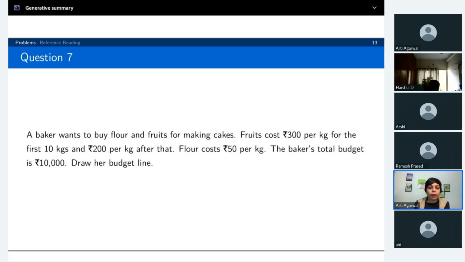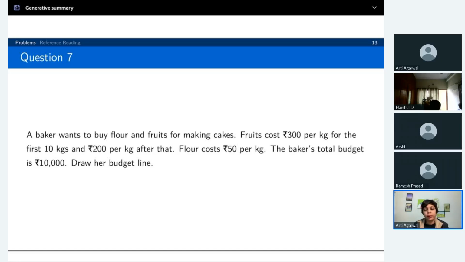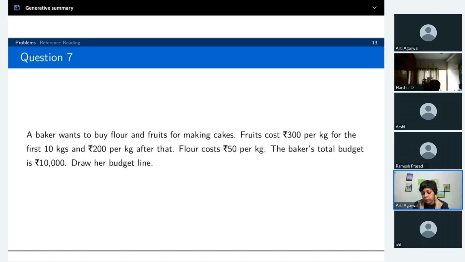Okay, so in this case, we have a baker and she wants to buy flour and fruits. Flour means the thing with which you make the dough. Okay, so that's flour and fruits for making cakes. Now, fruits have a costing structure such that it is 300 per kg for the first 10 kgs and 200 per kg after that, which means that no matter how much you're buying, first 10 kgs, you're always paying 300 per kg.